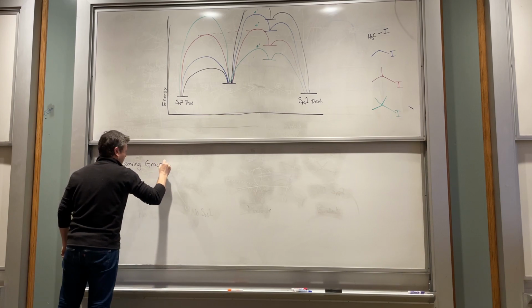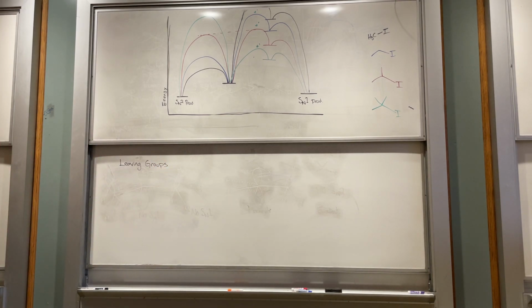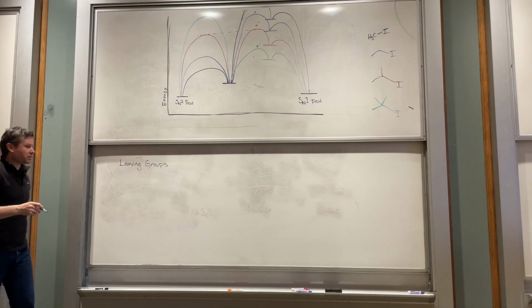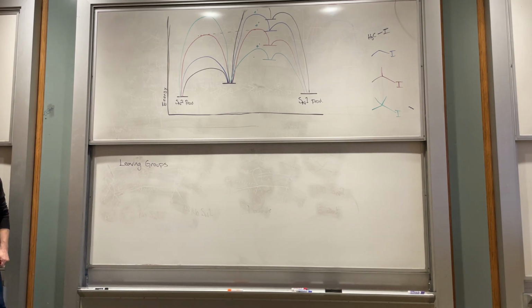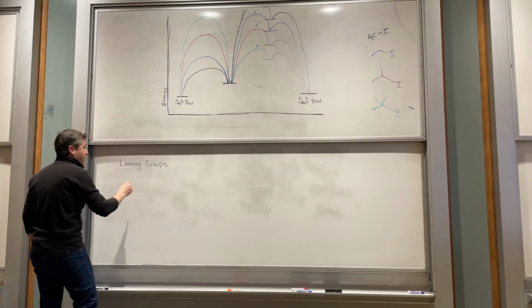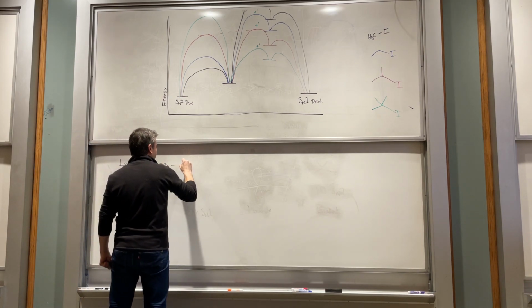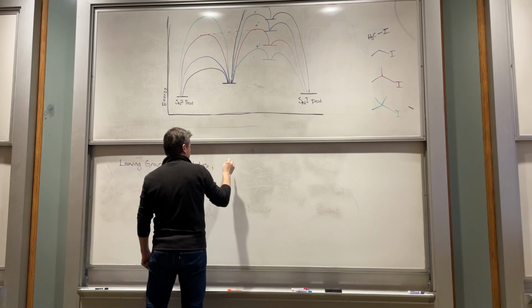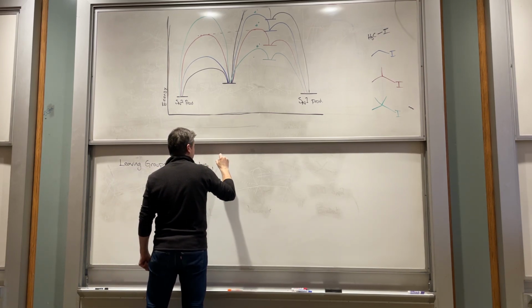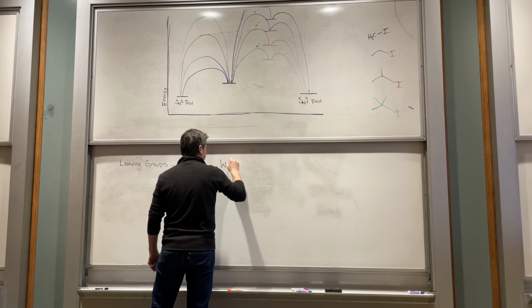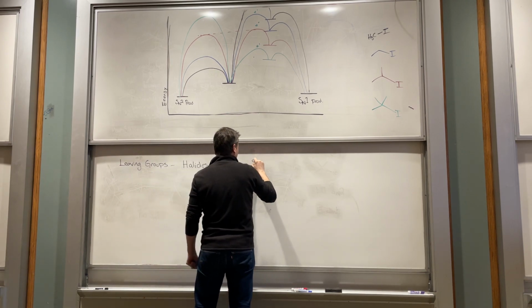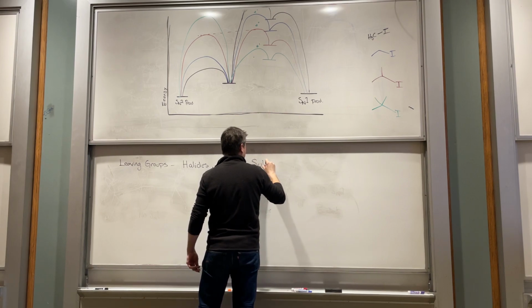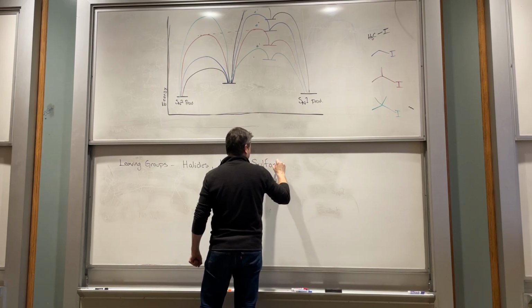All right, so let's quickly talk about leaving groups, just because we have a few minutes left, so I don't want to get into anything too in-depth. The leaving groups that we see in these nucleophilic substitution reactions are typically going to be halides, protonated hydroxy groups, or water, and then another class that we'll go over is sulfonate esters.